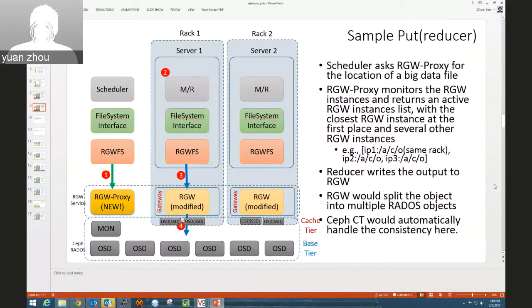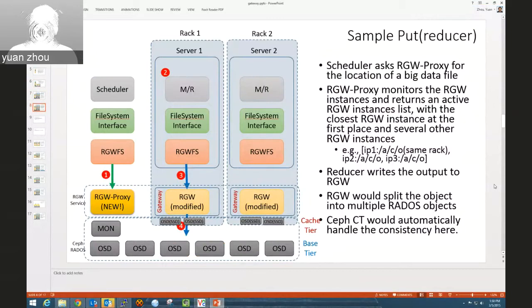So here comes the sample put procedure. Basically, it's kind of a reverse procedure for sample get. So when put happens, that means there's some reducer for the Hadoop job trying to write some data to the below Rados cluster. So the scheduler will first ask the RGW proxy for the location of some big data file.